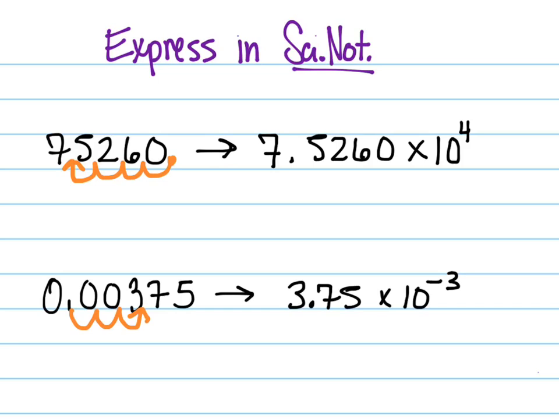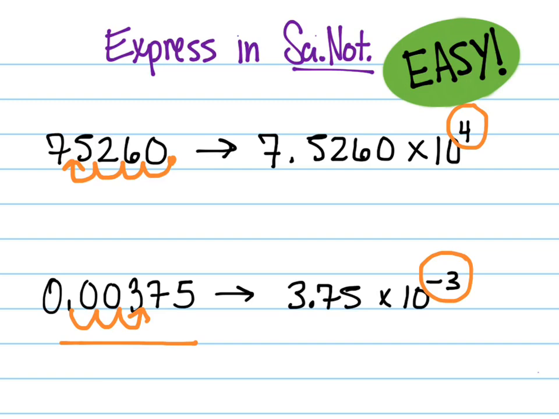Remember that your exponent will be positive if you're taking a large number and making it smaller. It will be a negative exponent if you're taking a small number and making it manageable. That part's pretty easy for most people.